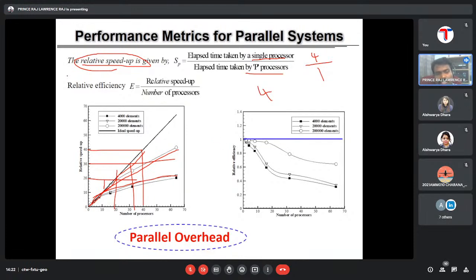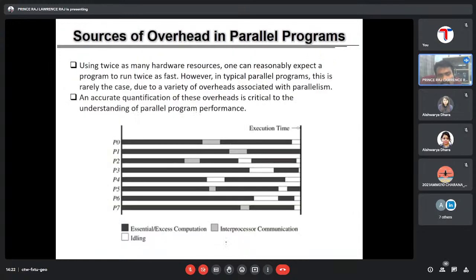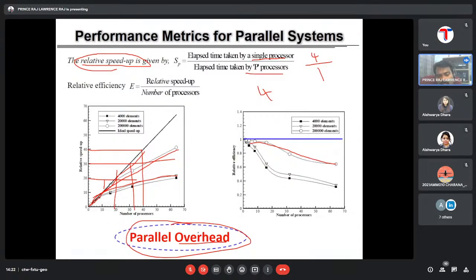Okay, so efficiency is also the same. Efficiency is very good, but it gradually drops. Efficiency also the same, it will definitely drop. So why is this happening? This is because of parallel overhead. So we are going to see what parallel overhead is and how it is happening.